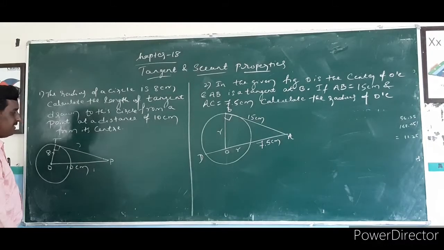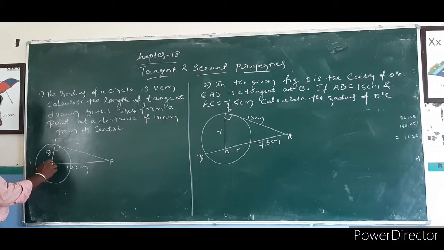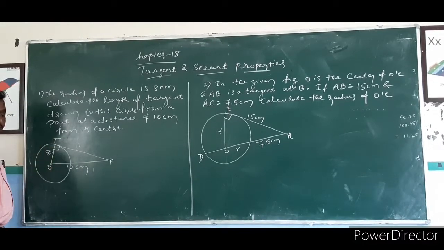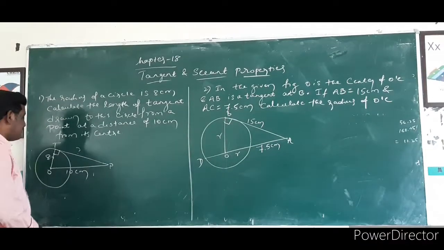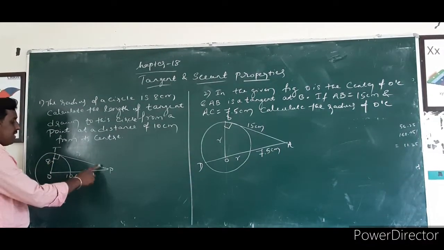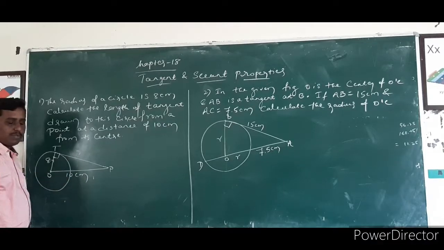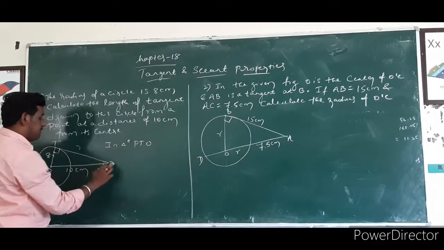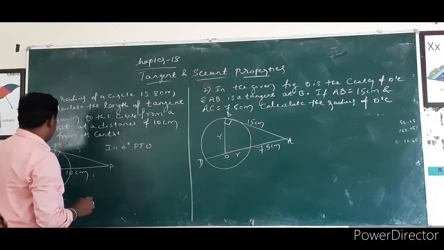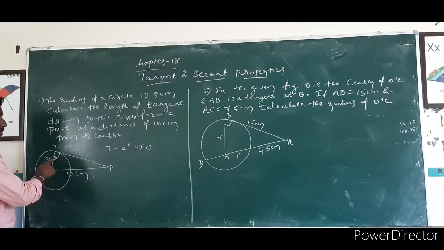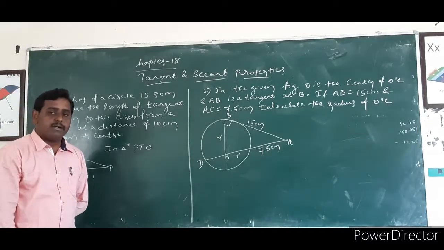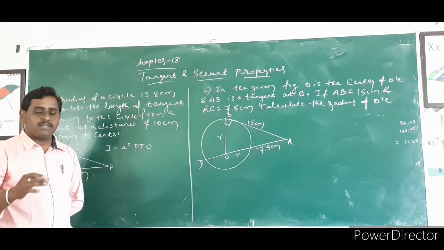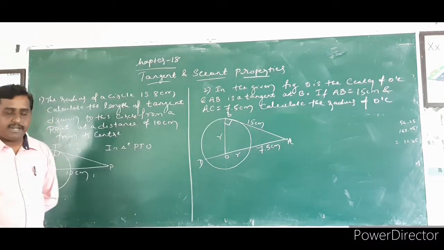What we have to find out? The length of the tangent. We know that if you draw the radius to the point of contact of the tangent, it is perpendicular. Perpendicular means 90 degrees. So you can easily apply the Pythagoras theorem and find the length of the tangent. In triangle PTO, the angle at T is 90 degrees. So apply the Pythagoras theorem. The square of the hypotenuse is equal to the sum of the squares on the other two sides of a right angle triangle.